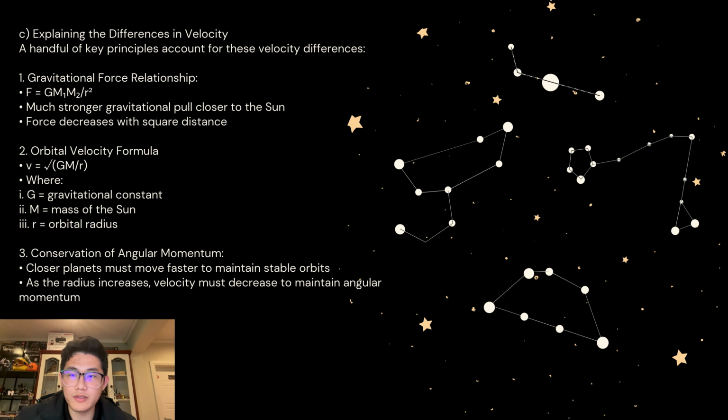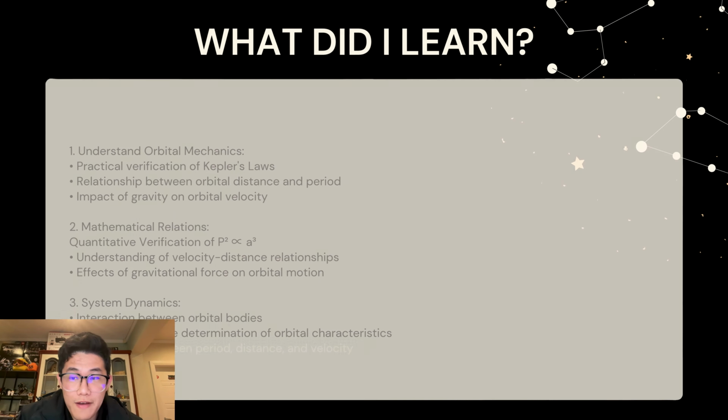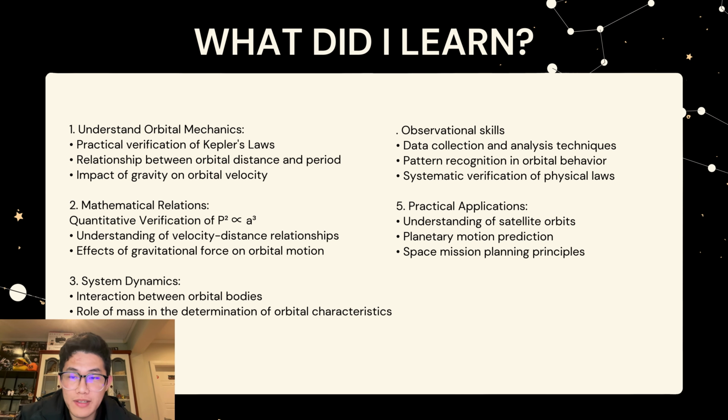This synthesis of Kepler's laws, Newton's law, and the conservation of angular momentum has offered a more detailed and specific understanding of how velocities are balanced by the gravitational force and its orbital distance. Finally, reflecting on our simulation experiments, we have seen first-hand how theoretical laws hold up under visual testing, and I have learned orbital mechanics, mathematical relationships, system dynamics, observational skills and practical applications. And this experience has underscored the predictive power of Kepler's laws and their continued relevance in modern astronomy and space exploration.